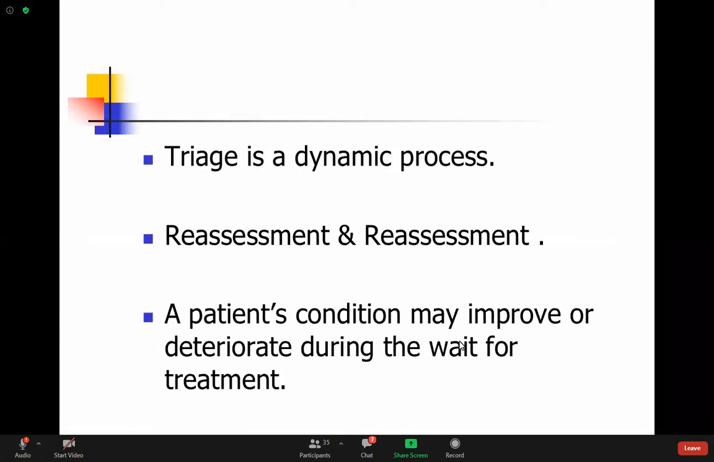A patient's condition may improve or deteriorate during the wait for treatment. So a patient coming with chest pain may get worse, he may collapse, he may actually go into cardiac arrest while he's in the waiting area. A patient with chest pain also may improve and his chest pain completely resolves while he's in the waiting area.